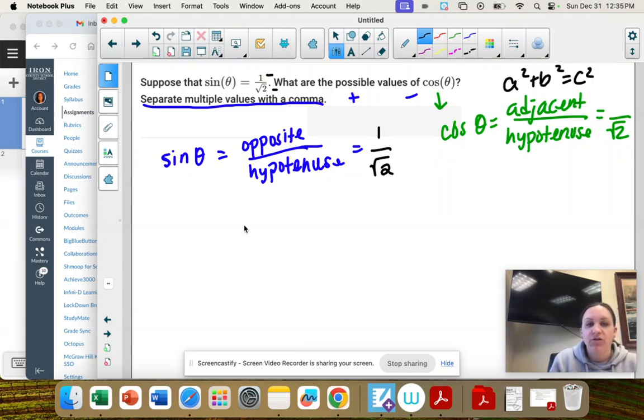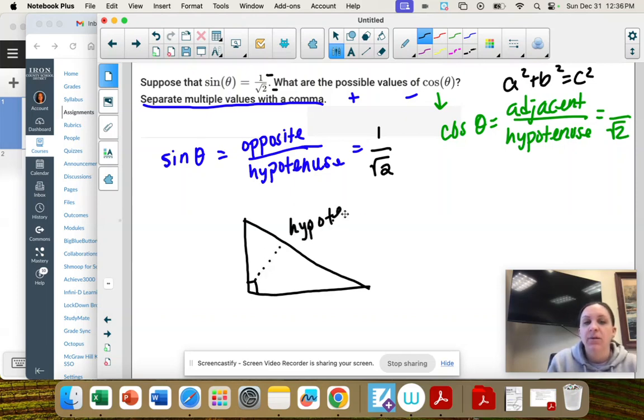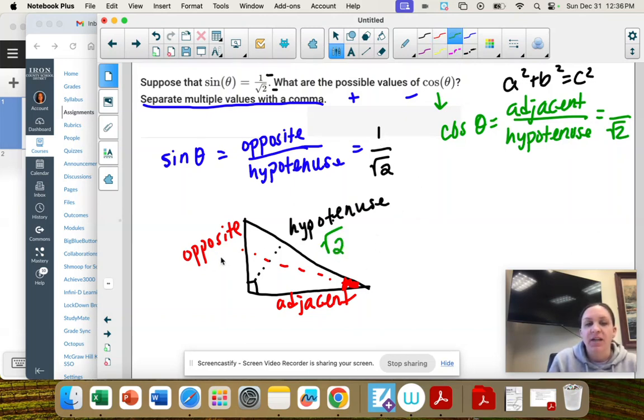But let's draw our triangle so we have a better picture of where the sides are. Okay, so across from the right angle is the hypotenuse. And then the other sides determine based on the angle. So I always do the bottom one. So across from that is the opposite. And then the remaining side next to that is the adjacent. So we know the hypotenuse is the square root of 2, and the opposite side is 1. We need to get the adjacent side.